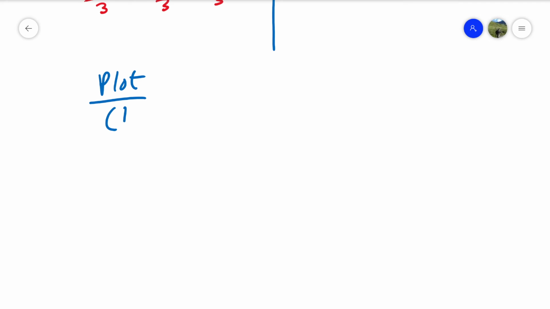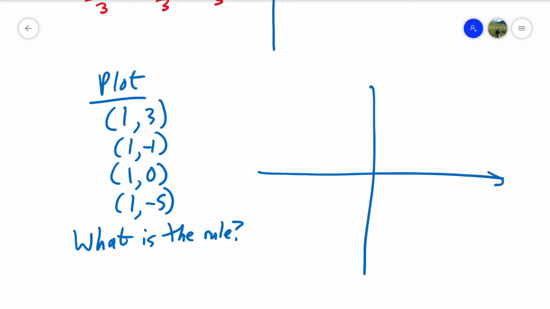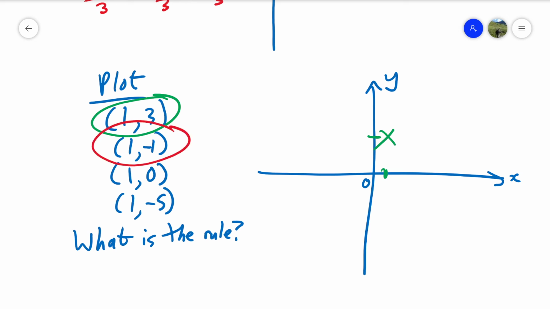I'm going to give you some points again. And the question will be, what is the rule? So plot the points and then work out what the rule is. Pause the video if you need to. This time I'm going to plot the points without actually marking the axes. X is 1, y is 3. X is 1, y is minus 1.